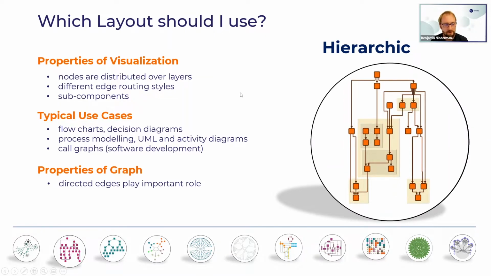So the properties of the graph: basically there is no restriction on the graph, similar to the organic layout. You can input any graph and you will get some results. But typically you would like to input graphs that have some directed edges, and typically these graphs should already have some kind of structure. So it should be clear that there's some, for example, flow from top to bottom or from left to right, which is basically only a rotation of the drawing, so that you already know there is some kind of hierarchy in this layout.